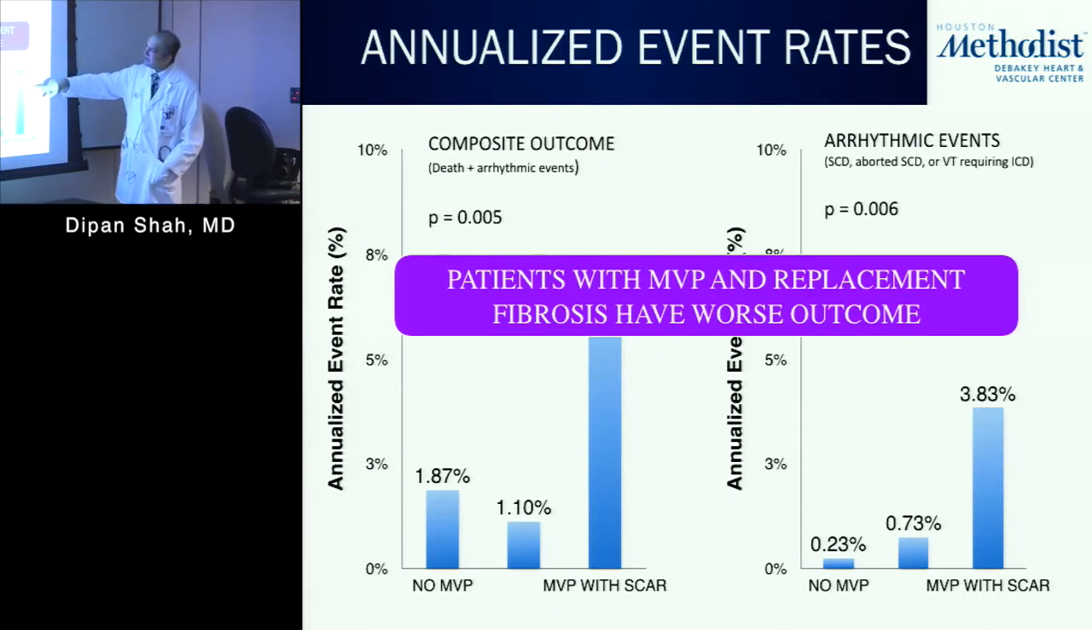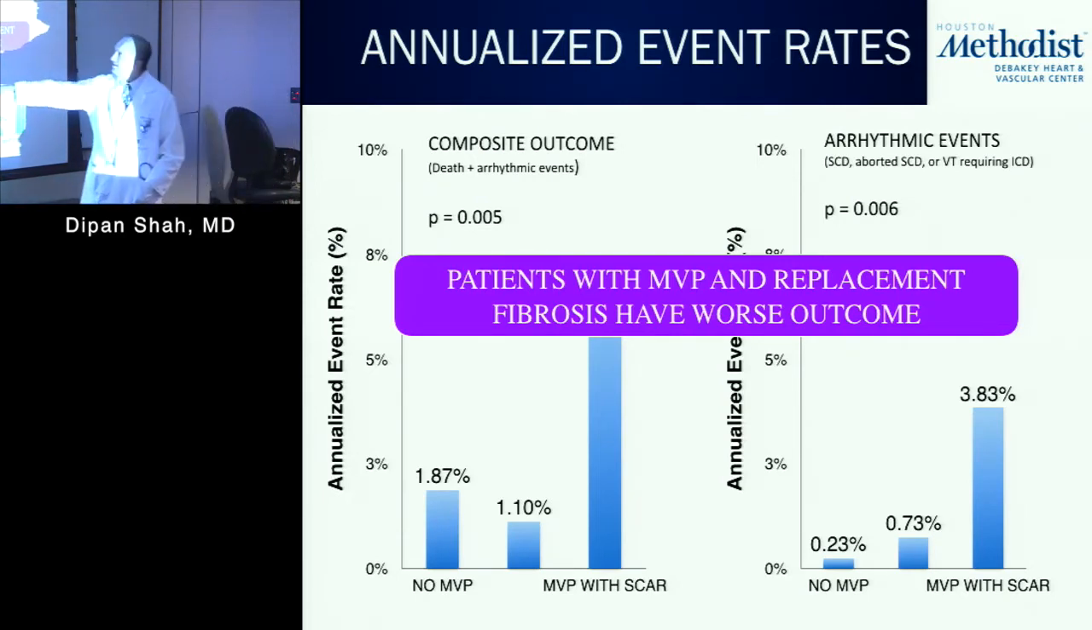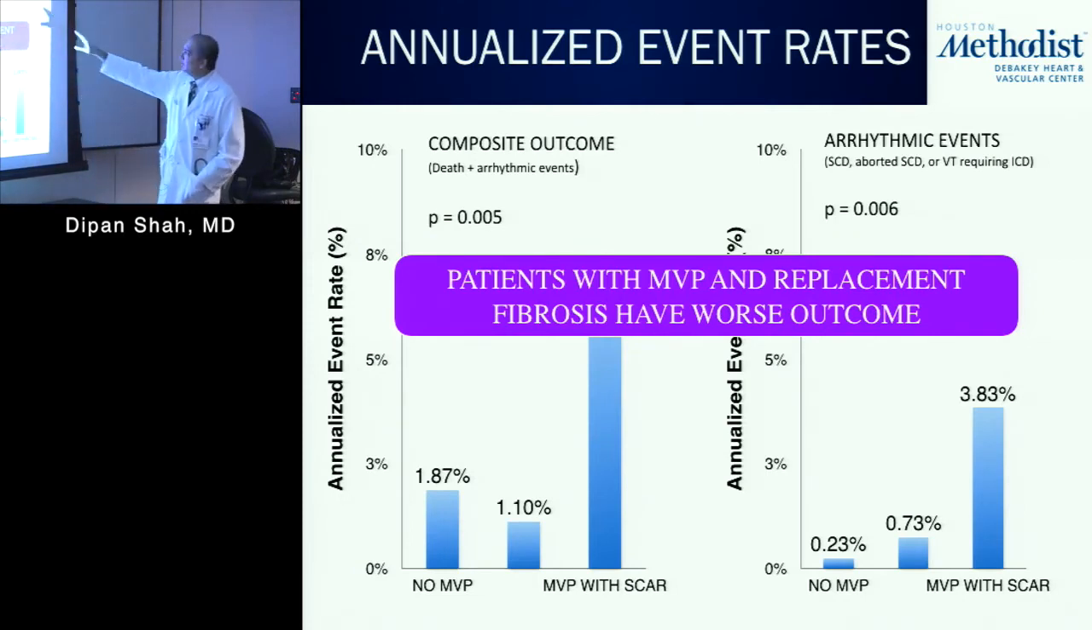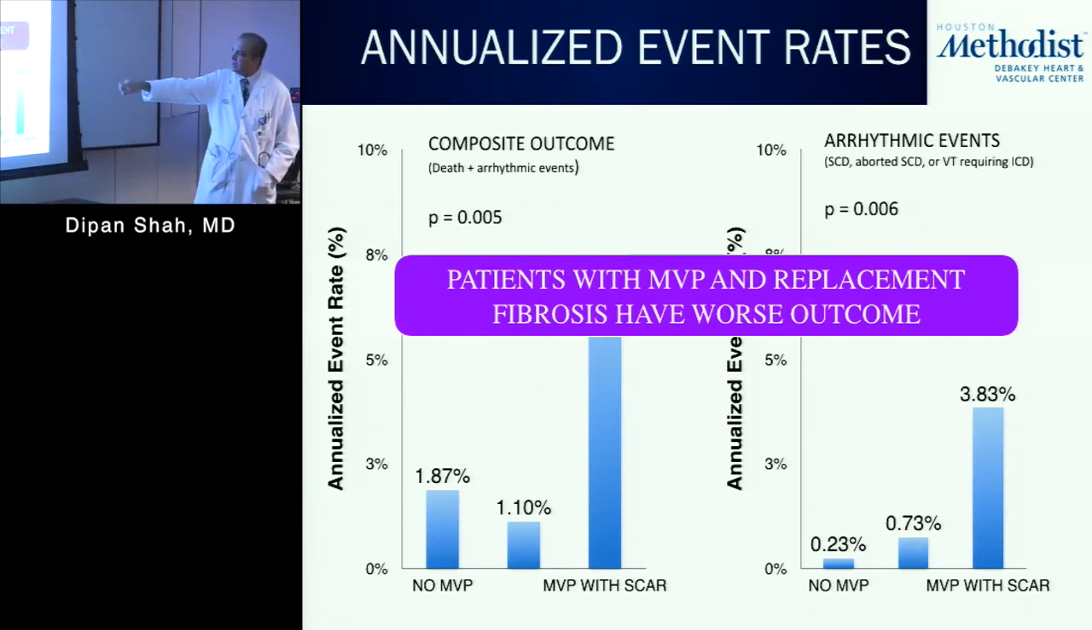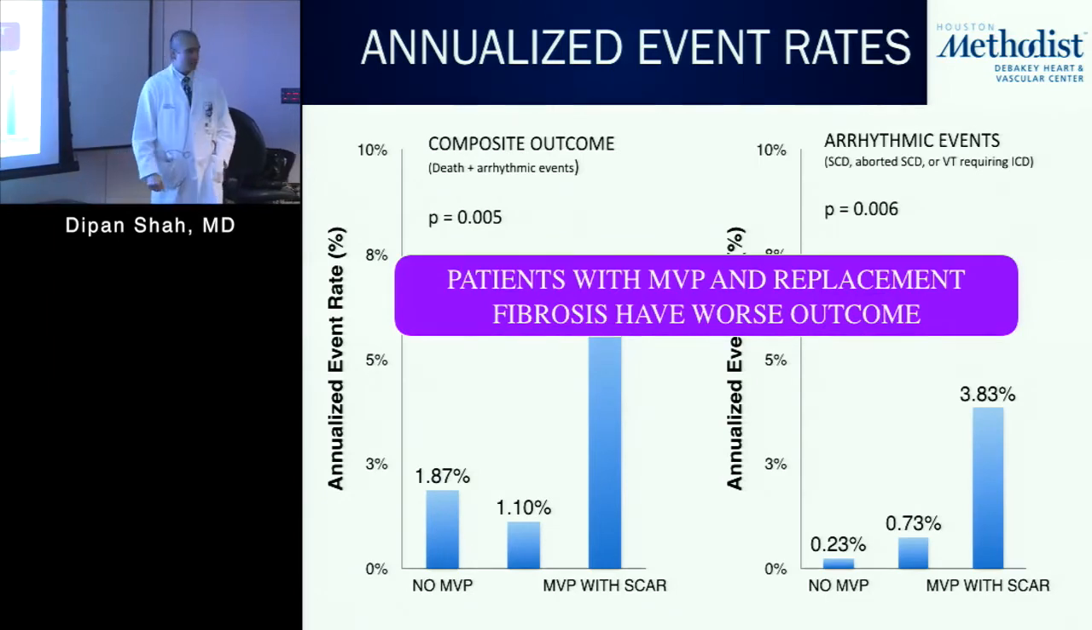And the annualized event rate for arrhythmic events for patients who have mitral valve prolapse who have fibrosis by CMR was close to 4%, versus patients with MVP and no fibrosis, or the control group of patients without any mitral valve prolapse, where the incidence of arrhythmic events was much lower. And then on the left-hand side here is a composite of arrhythmic events plus death. And again, you can see for the MVP with scar group, the annualized event rate was almost 6%.